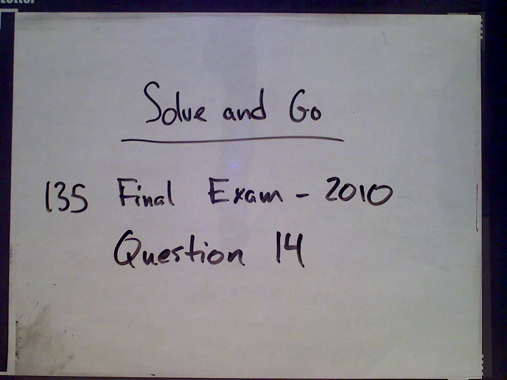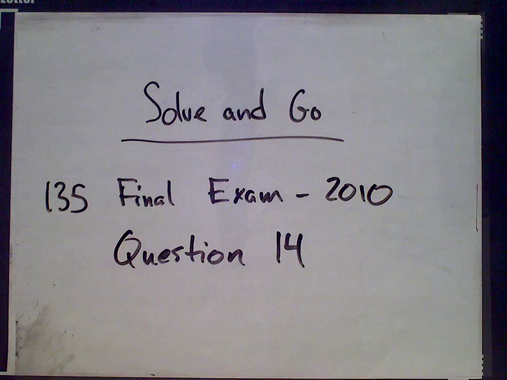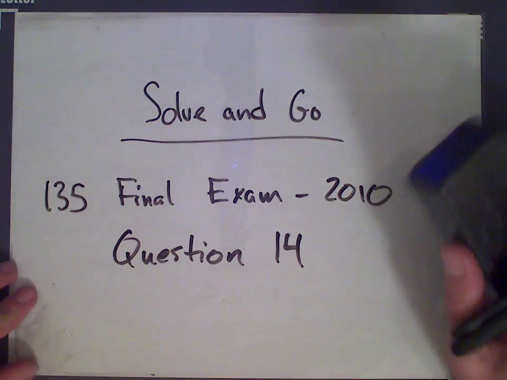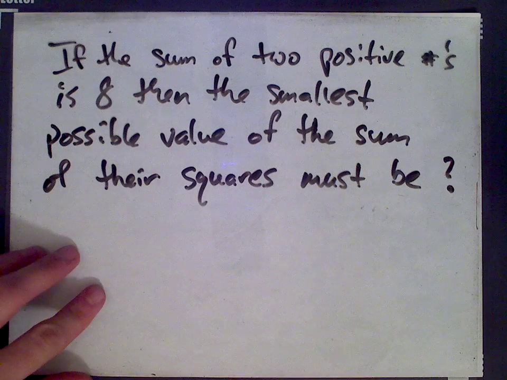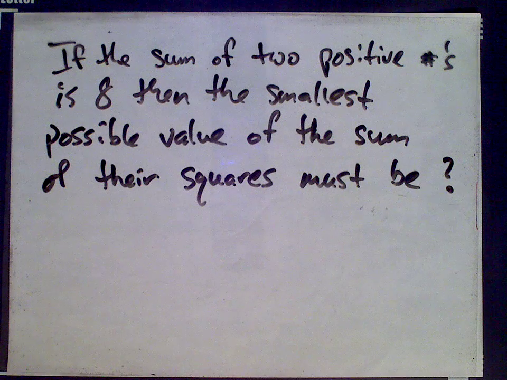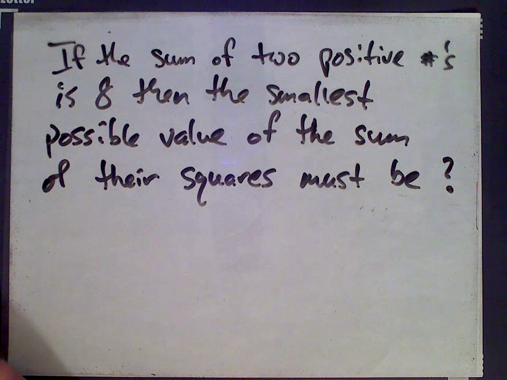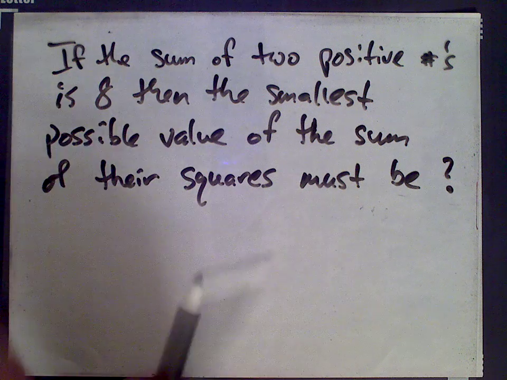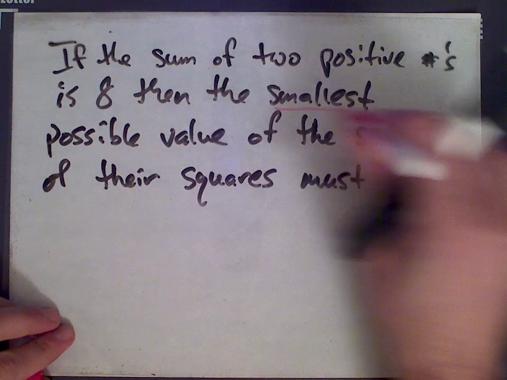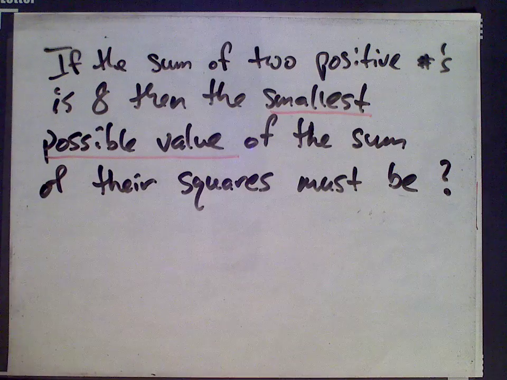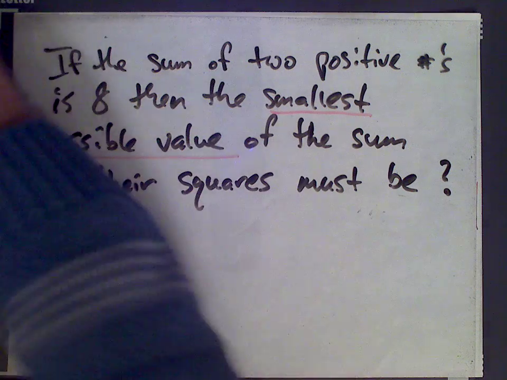This one's question number 14, and it's an optimization question. Let me show you the question. If the sum of two positive numbers is 8, then the smallest possible value of the sum of their squares must be what? Okay, so smallest possible value, we're going to end up minimizing some function. So let's write down what we know.